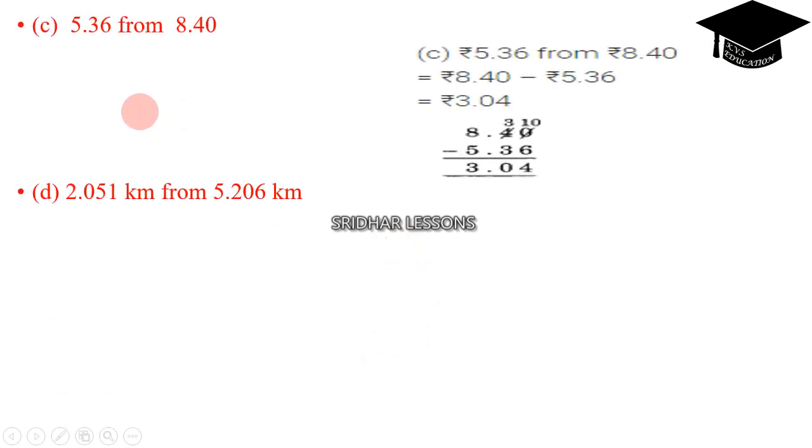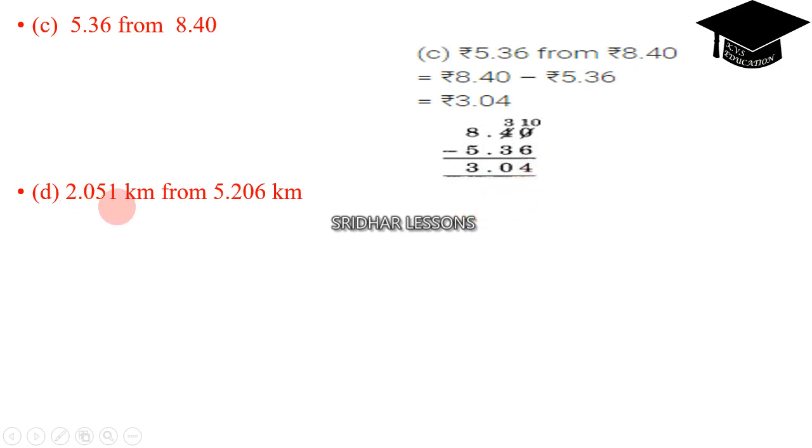Next, 5.36 from 8.40. See here 8.40 and put exactly down 5.36. Do the subtraction as usual. 10 minus 6 is equal to 4. 3 minus 3 is equal to 0. And 8 minus 5 is equal to 3. That means the resultant value is 3.04.